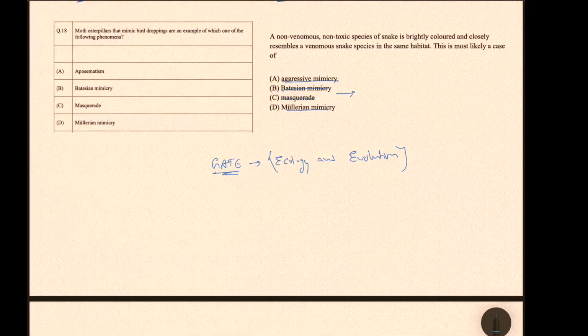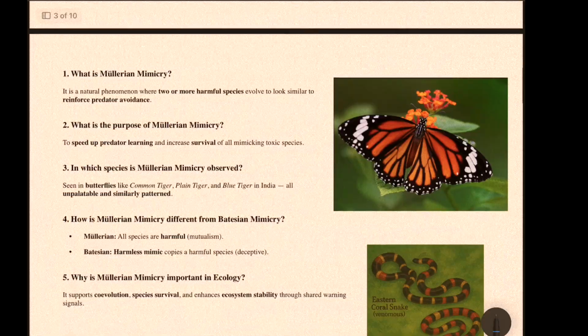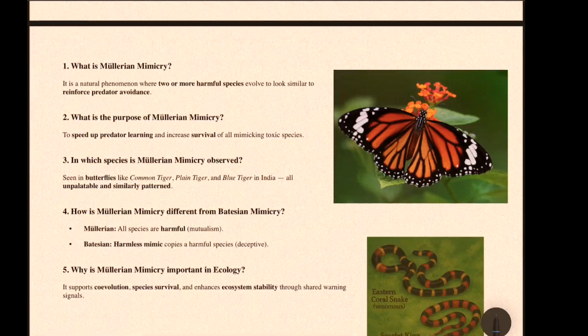All these words here pertain to species interactions. So let's start with understanding what Müllerian mimicry is. First question, what is Müllerian mimicry? Well, it is a natural phenomenon and a form of biological resemblance where two or more harmful species, which can be insects, birds, or any species, evolve to look similar.